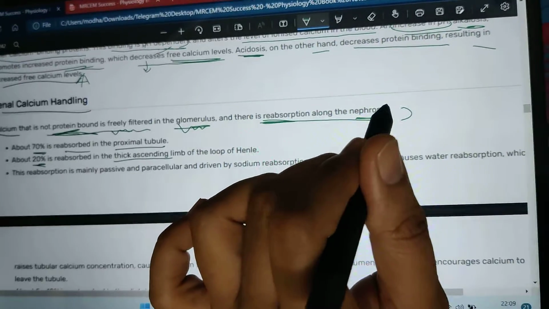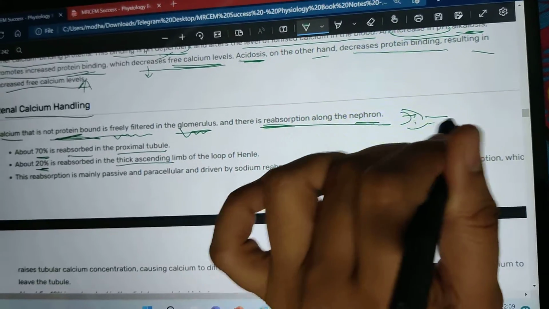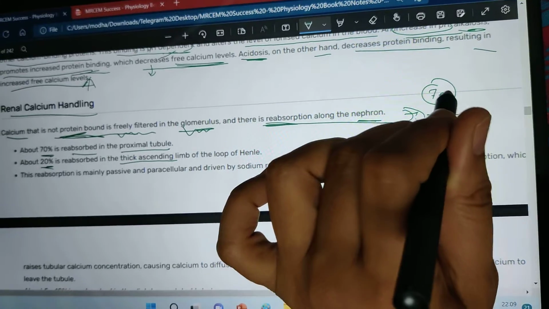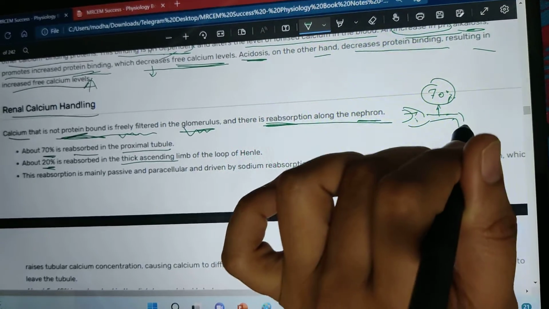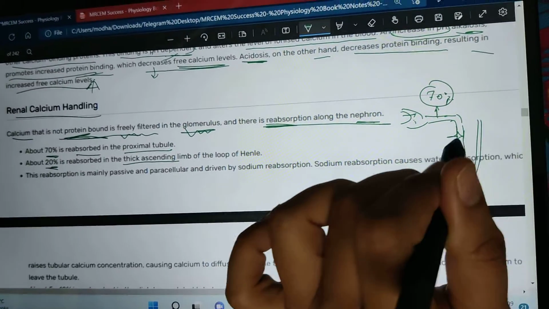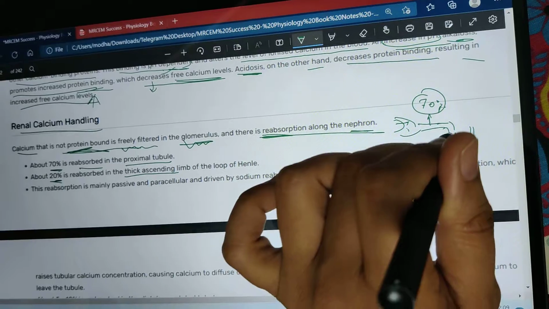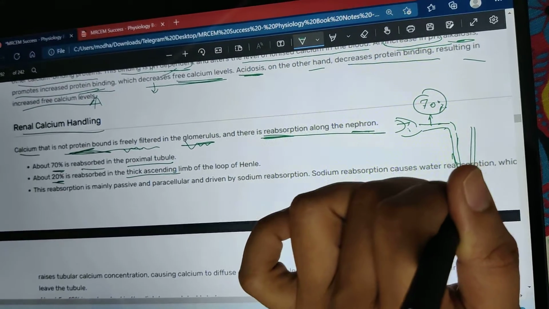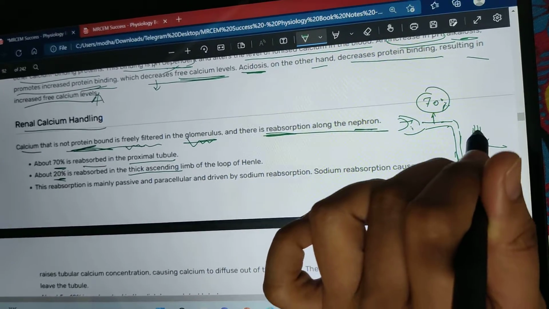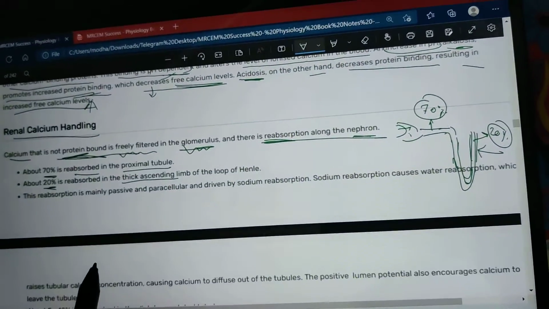So after filtration in the glomerulus, there is the proximal tubule where 70% of calcium will be reabsorbed, and then the thick ascending limb. Sorry, this is the descending, here is the thin, and here is the thick. From here, 20% of the calcium will be reabsorbed.